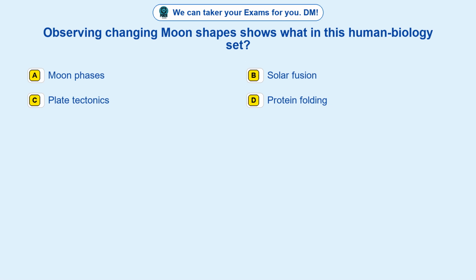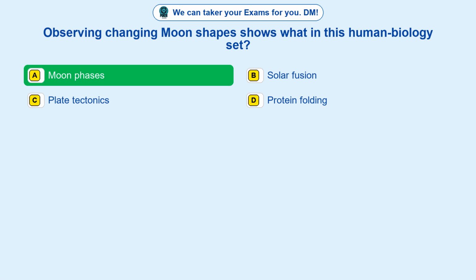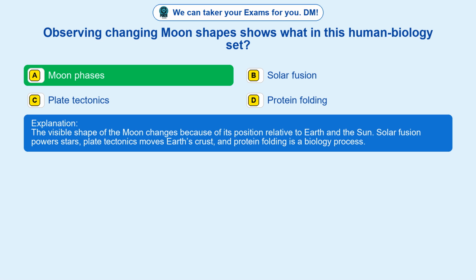Question 90. Observing changing moon shapes shows what in this human biology set? Option A, moon phases. Option B, solar fusion. Option C, plate tectonics. Option D, protein folding. The correct answer is option A. Moon phases. The visible shape of the moon changes because of its position relative to Earth and the Sun. Solar fusion powers stars, plate tectonics moves Earth's crust, and protein folding is a biology process.